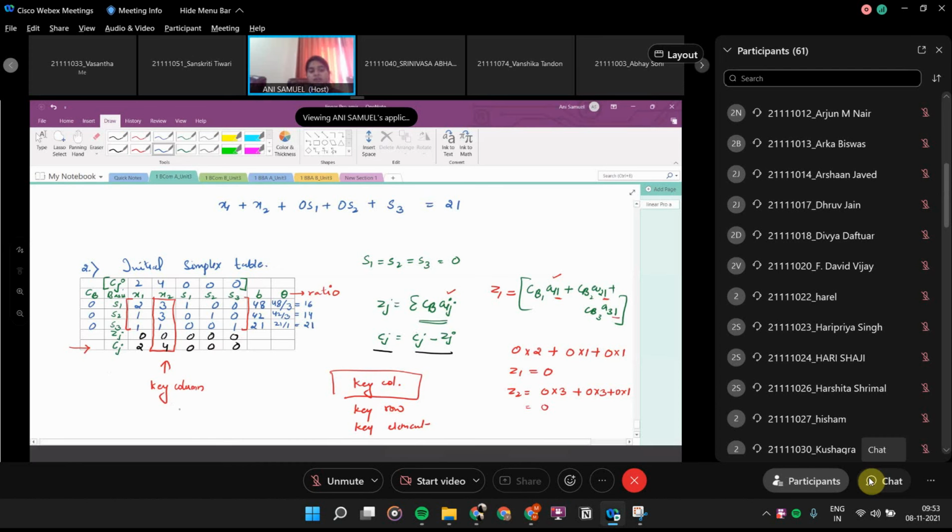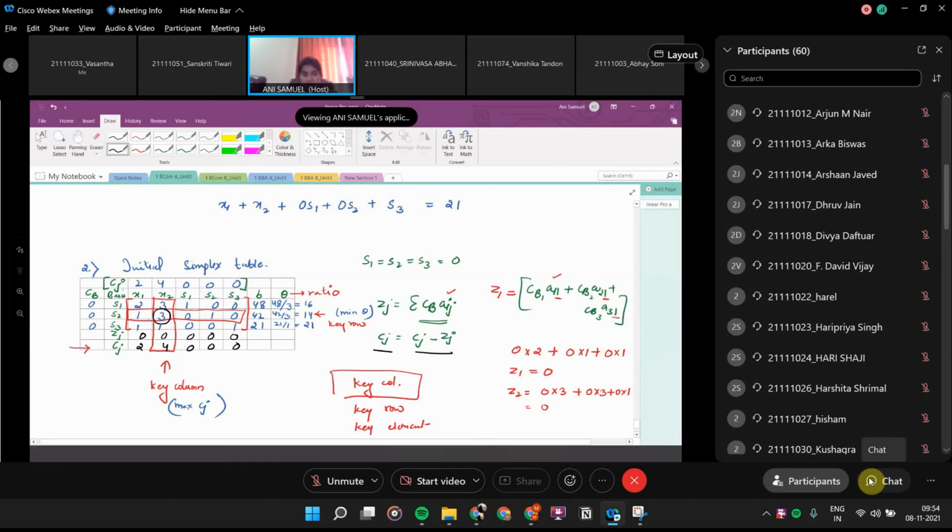Okay. Now, key column was by finding maximum of CJ, right? And key row is found by minimum of this theta. So what is the minimum of the theta? Here from 16, 14 and 21 it is 14. So this one has become my key row. Clear? Yes, ma'am. Okay. Now the intersection of key row and key column is giving me what I want as a key element. So this black mark that I have done is your key element.